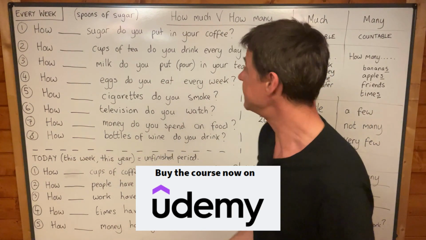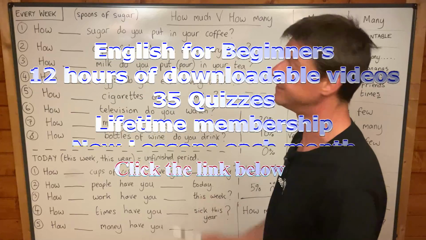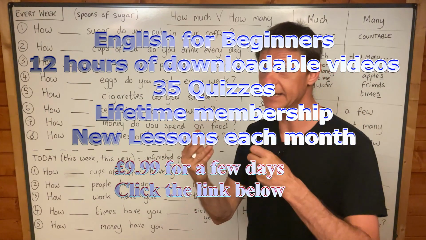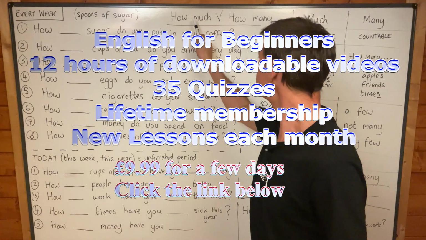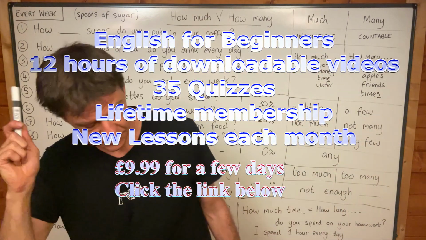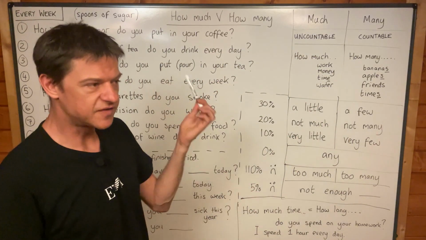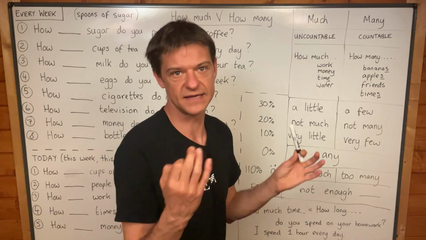Today we are studying how much, how many. To put it shortly, to explain it quickly, how much is uncountable. Much is uncountable. Do you remember some things we can count?